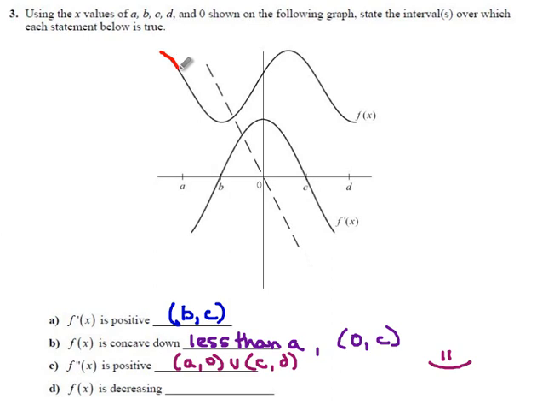This is downhill. Downhill, downhill, downhill, downhill, downhill. Right there it goes flat. And after that it's uphill, so we wouldn't count any of this. That's all uphill. Uphill, uphill, flat, start counting. And downhill, downhill, downhill, downhill. So for those intervals we get left of B, or less than B.